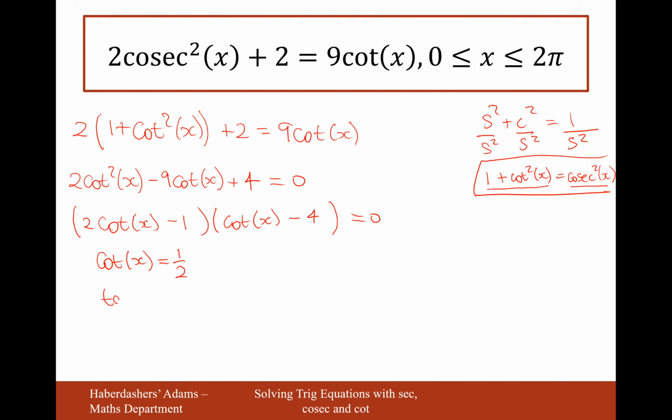either cot x equals a half, in which case tan equals 2, or cot x equals 4, in which case tan x equals 1/4. Now let's work out the solutions to these. The first thing I'll do is make sure my calculator's in radians mode, and then I'm going to do inverse tan of 2, which will give me 1.11. And then I'll add on pi, because that's how you get to the next solution on the tan graph, 4.25.